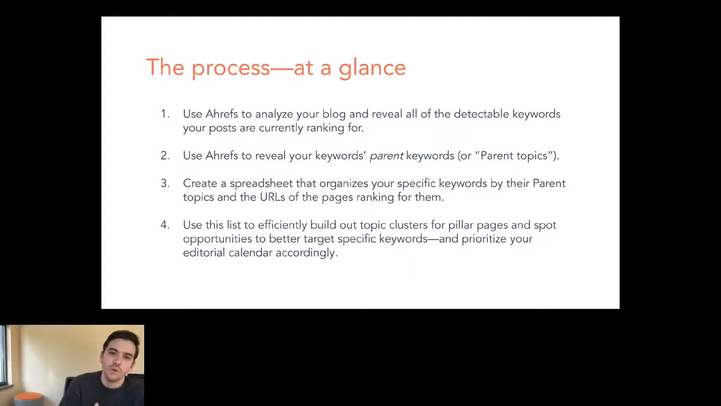Third, we'll create a spreadsheet that organizes your specific keywords from that first list by their parent topics from that second list, and the URLs of the pages ranking for them, which is also going to be contained in that first list. So when you pull your keywords from Ahrefs, you'll have the keyword and then a lot of other information, but one of those columns will be the URL from your site, in this case, the blog post that will be ranking for that keyword. So we're going to put all that stuff together into one sheet so that we can port all of that into the HubSpot tool. And then fourth, we'll use this list to efficiently build out topic clusters for pillar pages, spot opportunities to better target specific keywords, and prioritize your editorial calendar accordingly.